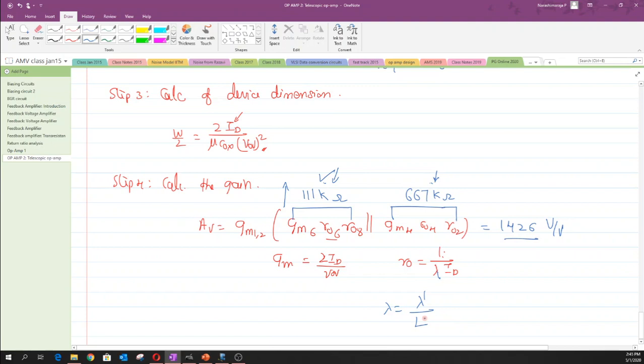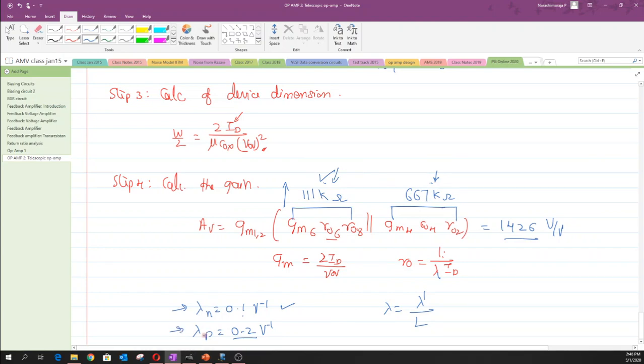Now when we look carefully, the value of lambda n is equal to 0.1 volt inverse, but the value of lambda p is 0.2 volt inverse. Okay, so this particular factor is the most important factor that has reduced the value of r0, just because it has been divided by a factor of 2 when we compare it with the output impedance r0 of an NMOS. So there is a difference of 2 between lambda n and lambda p.